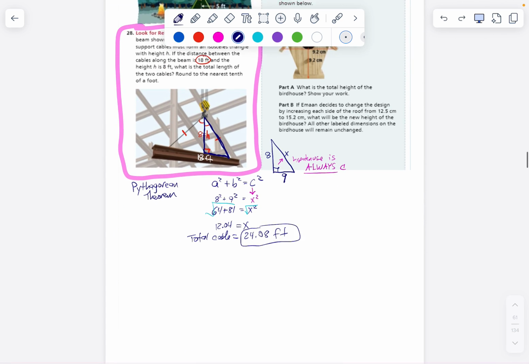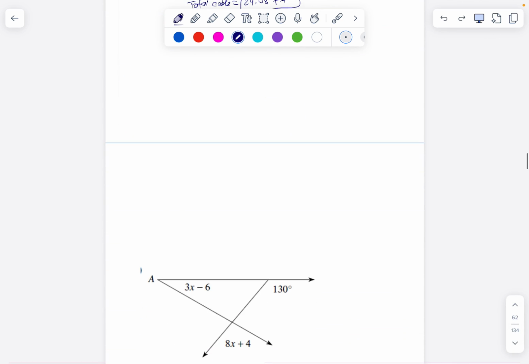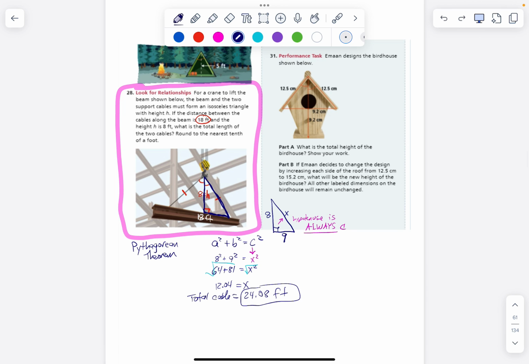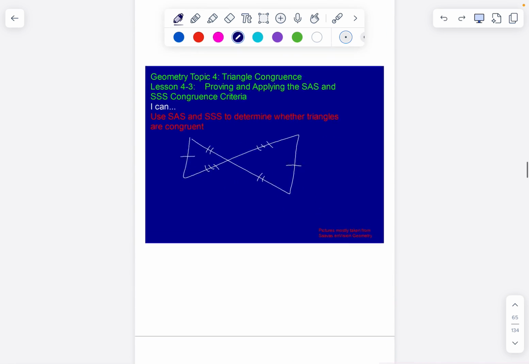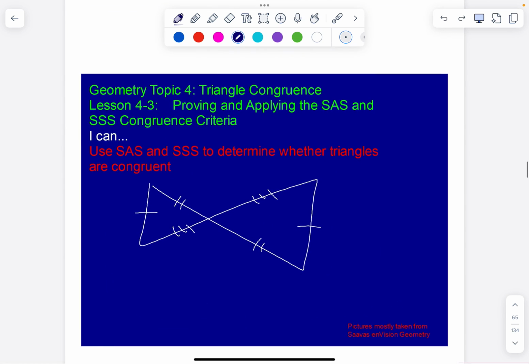Okay, I'll show you what I mean. I'll pull up a picture here in a minute. So this kind of stuff is definitely realistic out in the world. It comes up. All right, let's wrap that up, and we're going to move on to triangle congruence.